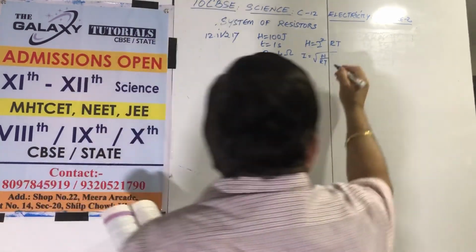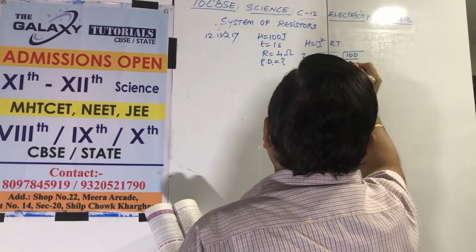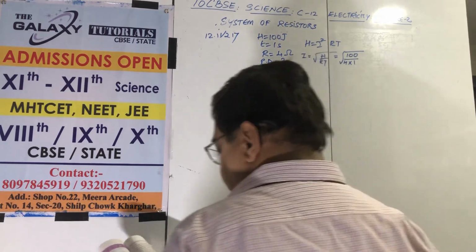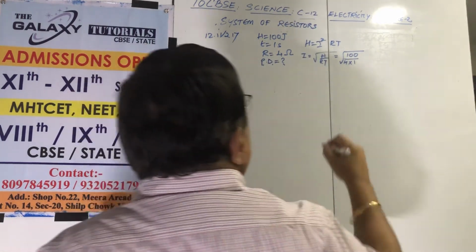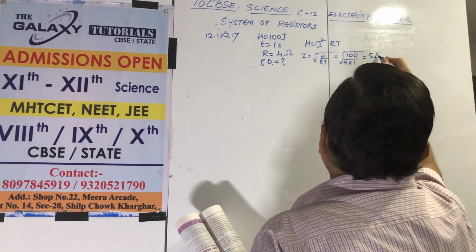Okay, put the values. Heat is 100, resistance is 4, time is 1, and you will get 25 square root 5 amperes.